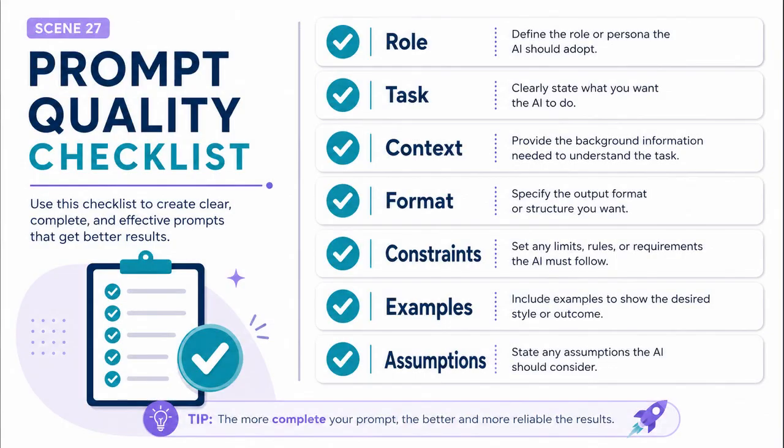Now let's look at prompt quality checklist. Before sending a prompt, check 5 things. Did I define the role? Did I clearly state the task? Did I provide enough context? Did I specify the output format? Did I add constraints or examples? If the answer is important, also ask for assumptions. This simple checklist improves most prompts.